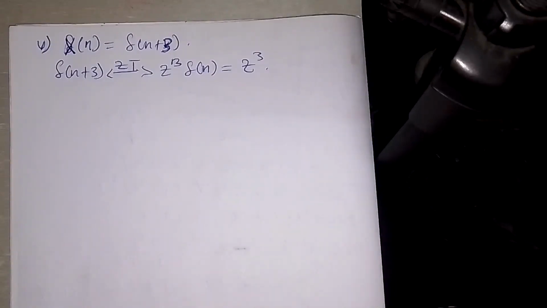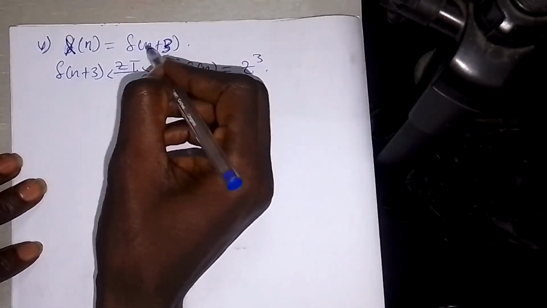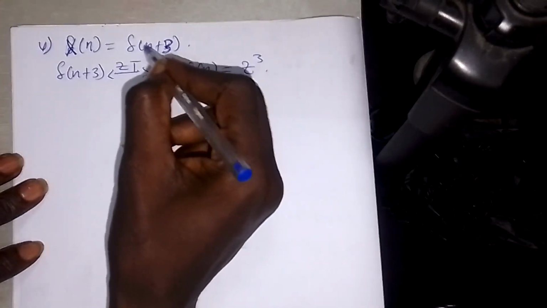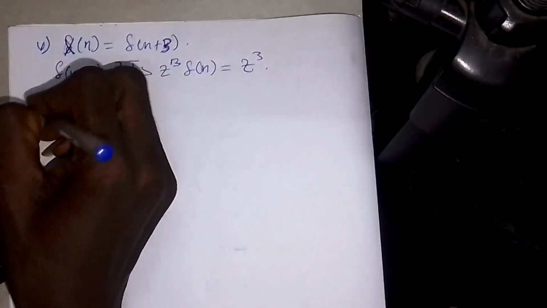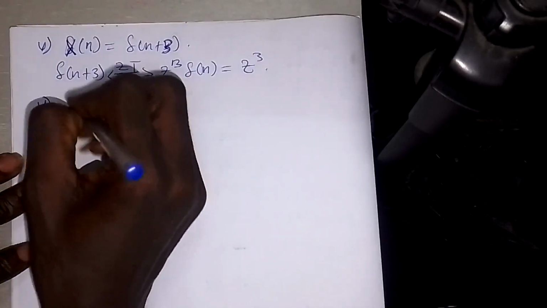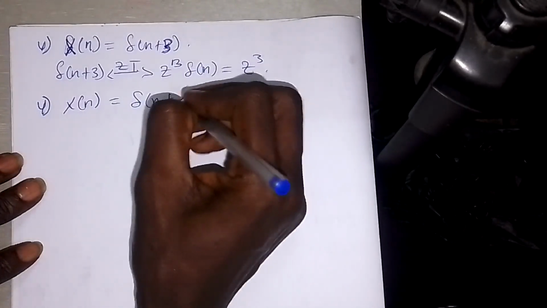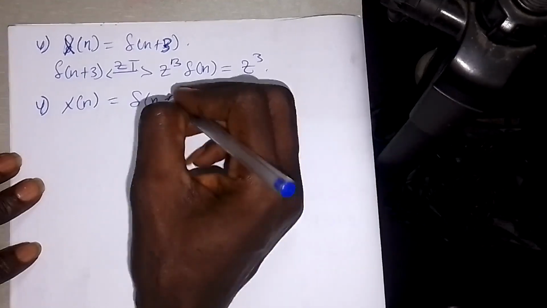So, the next question that we have is also time shifting. So we have x of n, which is equal to delta of n plus 3. This is the question that we have.